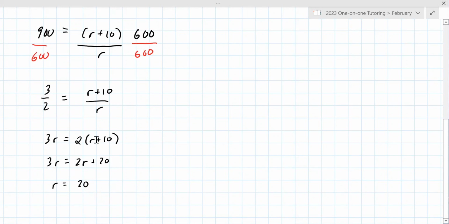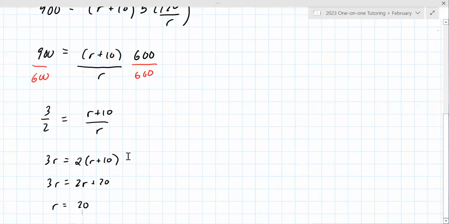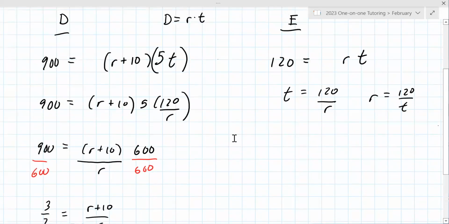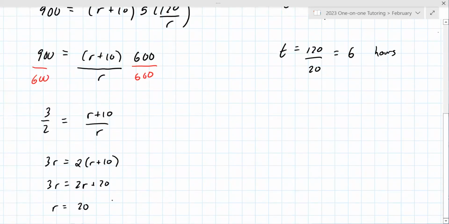Gotcha. Okay, so you have to do some things to make this better to start out. Now R equals 20 is only part of it. We have to go back and find the t. T equals 120 over R, which is 6. I guess hours. And then R, we probably should give units, kph. But hang on, we have to be careful here.